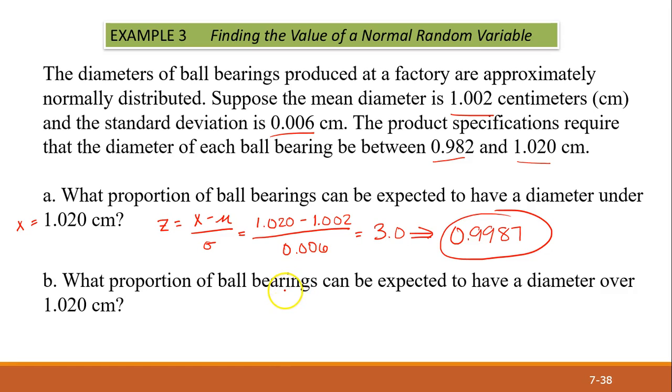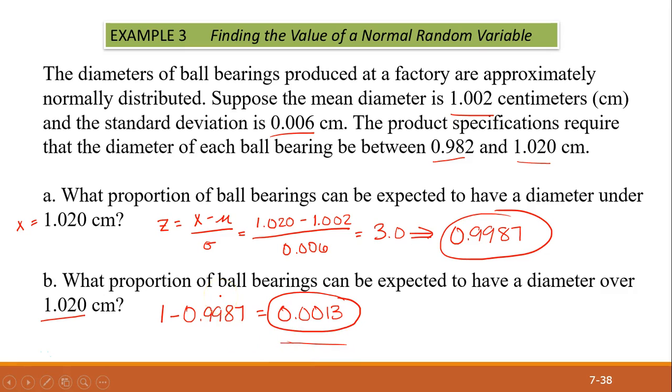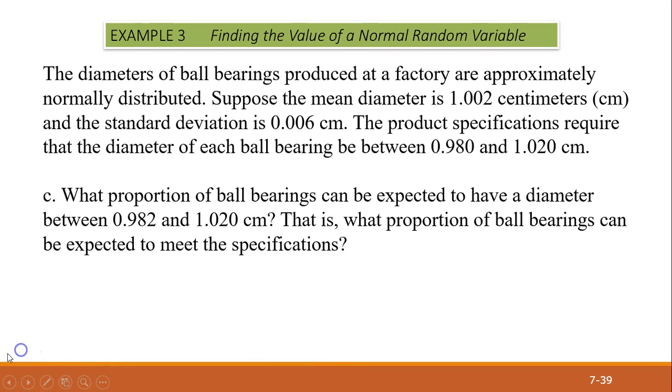Now it says what proportion of ball bearings can be expected to have a diameter over this given value. Now, since this is to the left and that is under, what is over is 1 minus the 0.9987, and that gives us 0.0013. And that is what we're looking for here. The area to the right of our given z value would be that number there. Okay, moving right along.